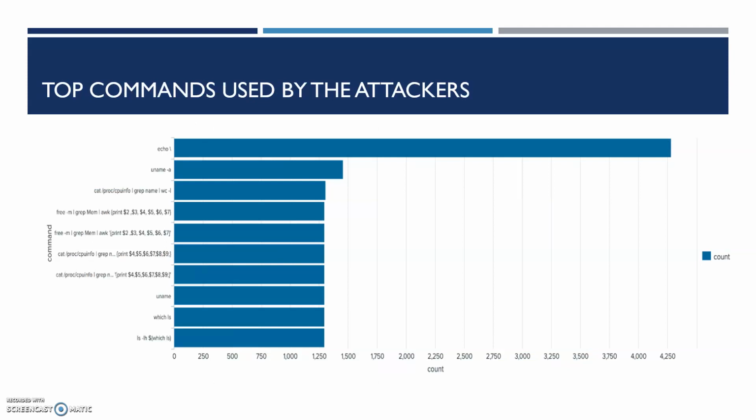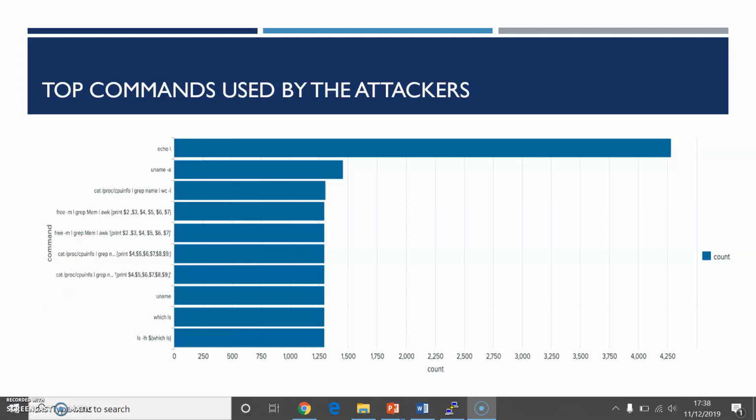Right, so once an attacker gets in, what do they do? Well, they do all kinds of stuff. These are the top 10 commands that were used by the attackers. The top one is the echo command, which is used to display text. So they probably use this one for different purposes. The second one on the list is the uname command. This command reports basic information about a computer's software or hardware, so the attacker probably tried to retrieve information about the system we're using.